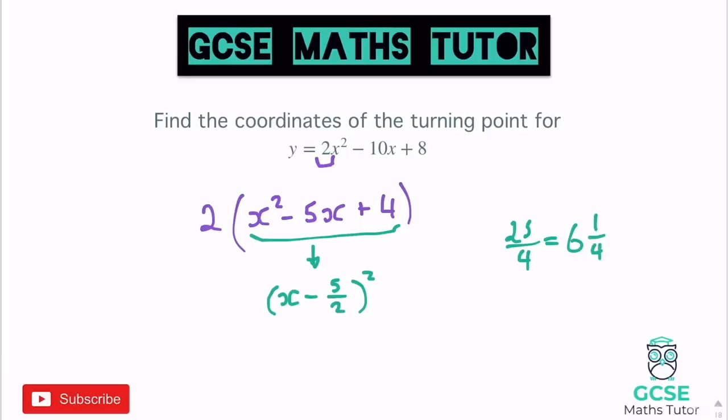Now we don't want 6 1/4, we want 4 at the end there. And in order to get to 4, we'd have to take away 2 1/4, so minus 2 1/4. There you go, minus 2 1/4.